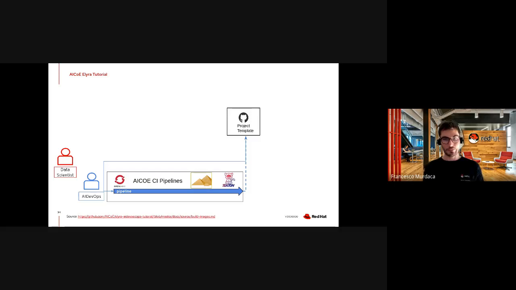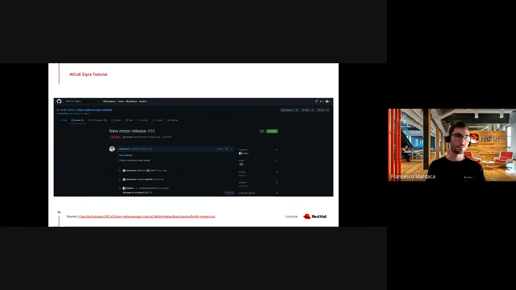So together with the pipelines, you can actually have the bot working together with them. And this will make things even easier for you, because when you're ready to release, you basically create an issue on GitHub. So I say I want a new minor release, a new patch release, or a new major release, and then the bot will do everything for you.